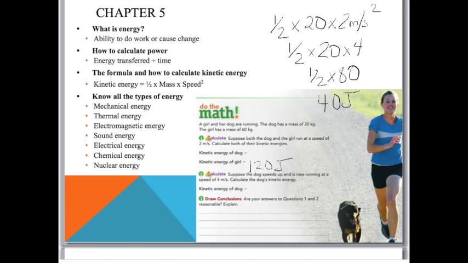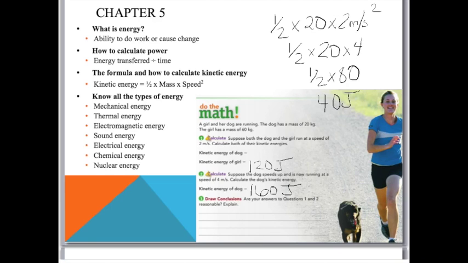And then finally here, let's pause it again. The dog speeds up and is now running at a speed of 4 meters per second. So figure, if the dog's running faster, the kinetic energy. Pause it. Take a minute to answer that. Okay, and the dog, with that increase, ends up at 160 joules.